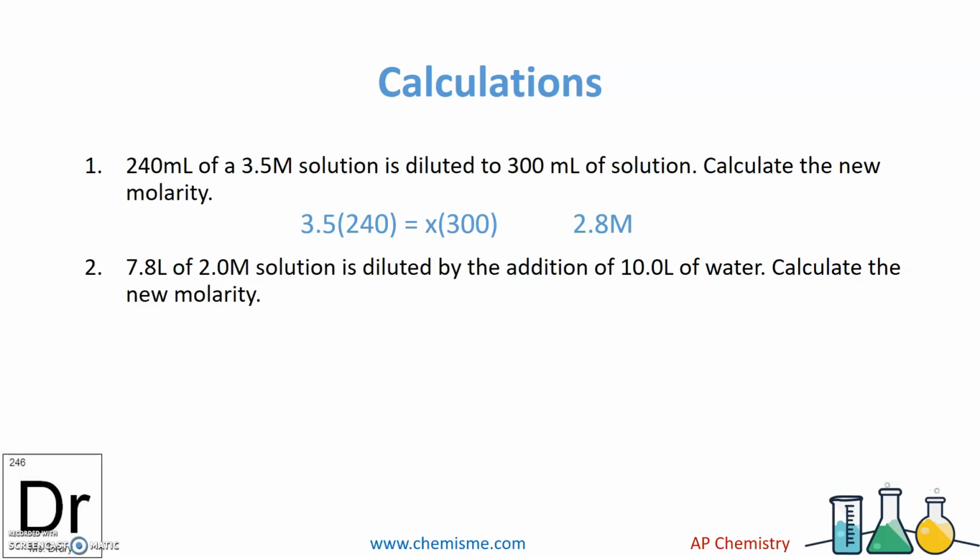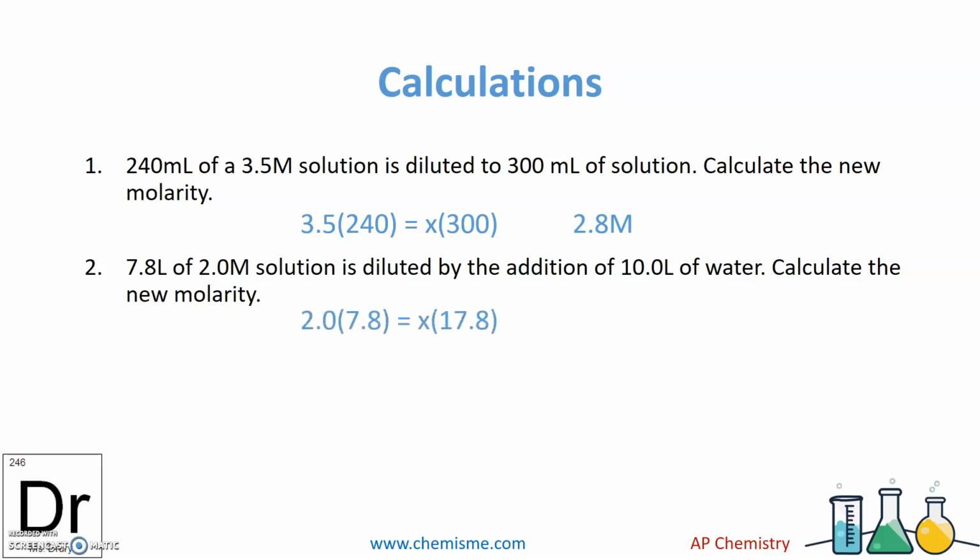In a second example, we have 7.8 liters of 2 molar concentrated solution diluted by adding an addition of 10 liters of water. A key word here in this question is by the addition of 10 liters. So some people make the mistake of setting up their M1V1 by writing 7.8 times 2 equals 10 times x, right? The problem is we added 10, but we already had 7.8.